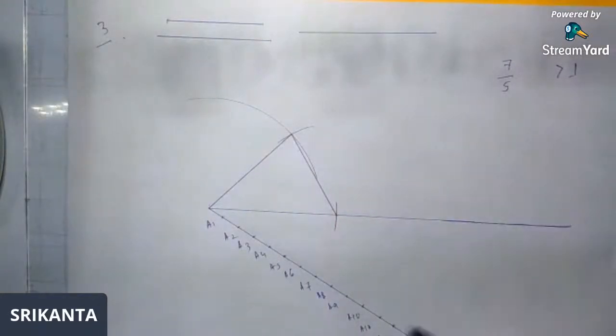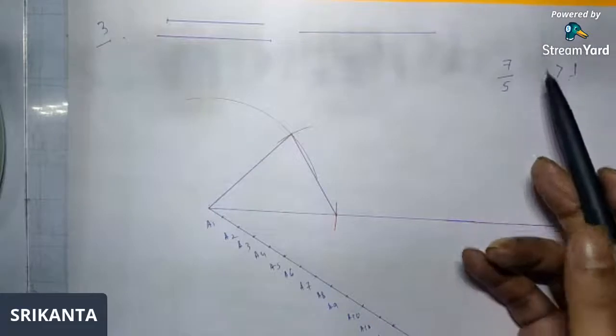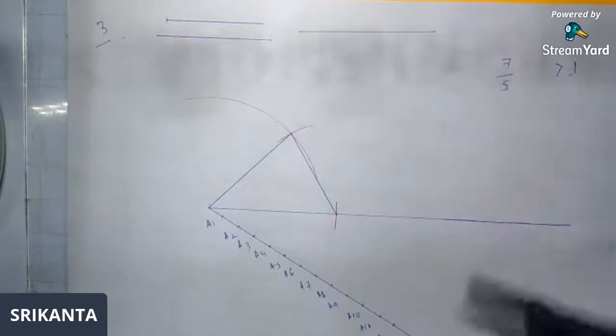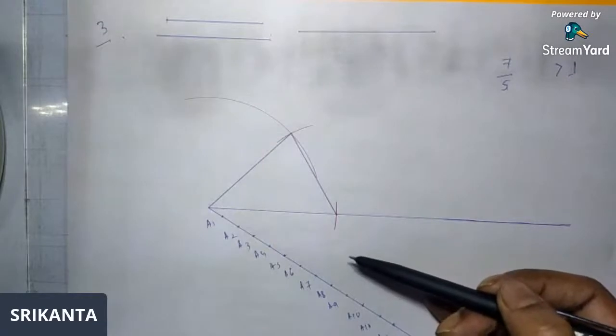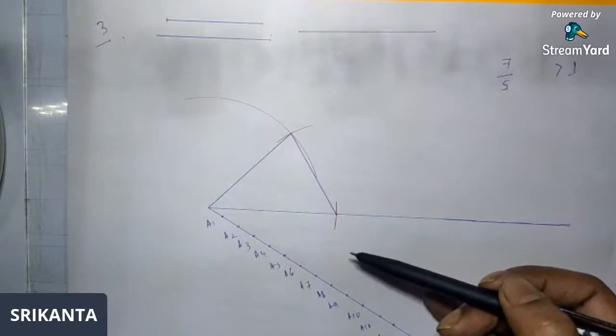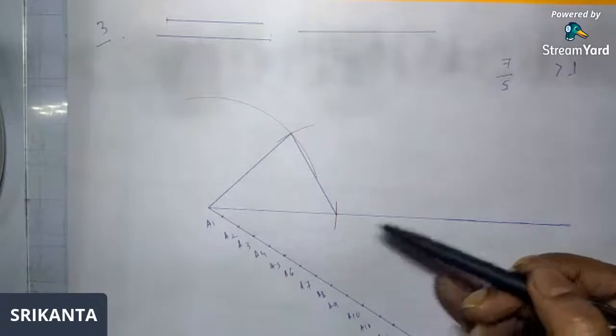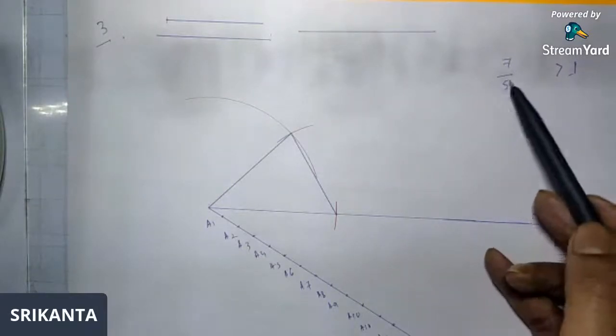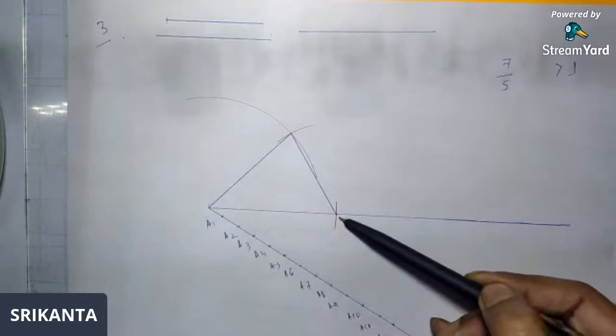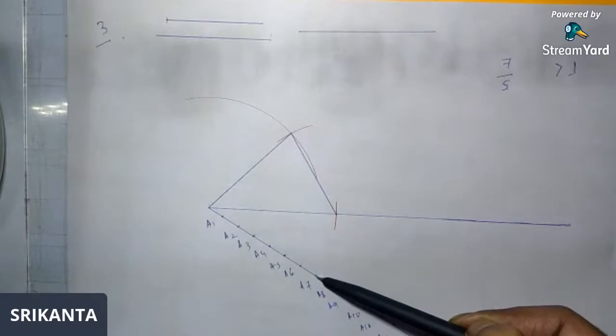Total is 12. So in our previous question, we had to join the last point with it, 12th point. But here the ratio is greater than 1. So we need to join the 7th point. Clear? This portion you need to understand.